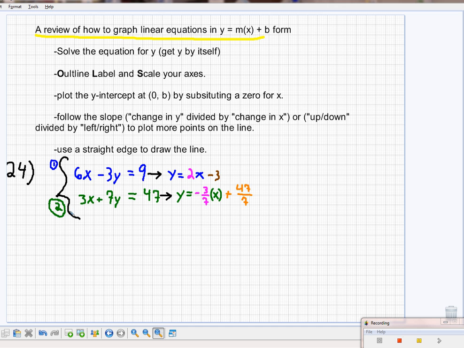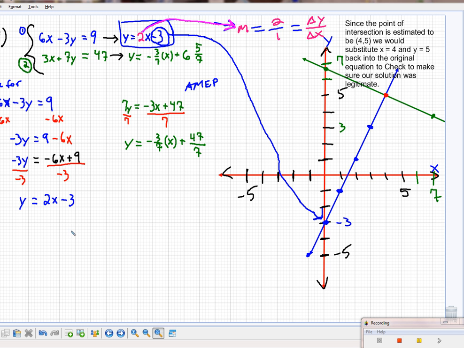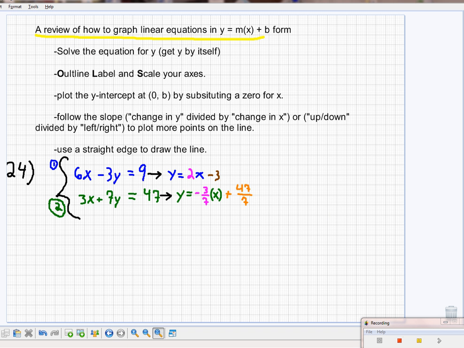The first thing that we need to do, solve the equation for y. That's already been finished for us. In a previous video, we discussed how to solve for y. Next thing that we need to do is outline, label, and scale our axes. So that's what we're going to go ahead and do.